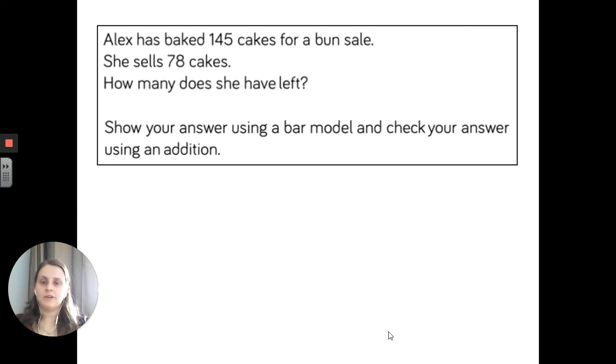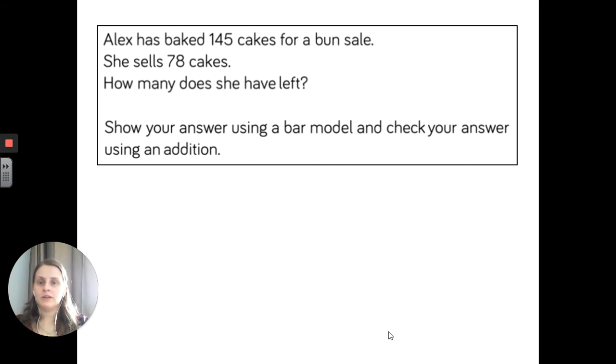And next one again, we'll have a go. So Alex has baked 145 cakes for a bun sale. She sells 78 cakes. How many does she have left? So can you work it out and show your answer in a bar model to see and to check it using addition? So Alex has baked 145 cakes. So have a go at doing that, and then we'll talk about the answer in just a second.